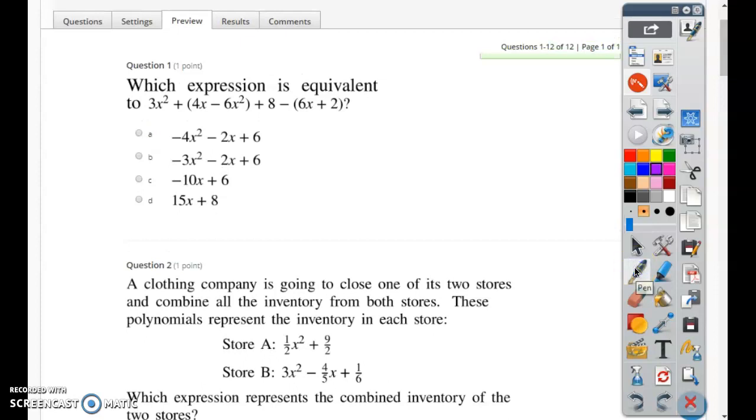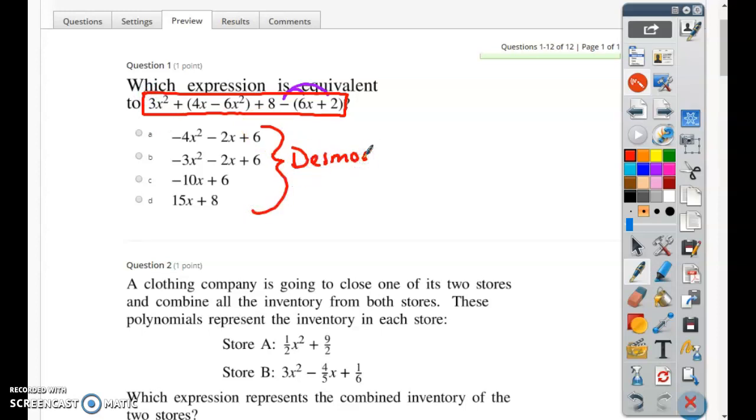Problem number 1 is combining like terms. So if you do it by hand, you need to distribute the -1 first, then combine everything. Or if you want to do it in Desmos, put this in Desmos and put all the answer choices in Desmos, all of these, and see which one is equivalent. Which one's the same? Okay, exactly the same. So you can do it that way.